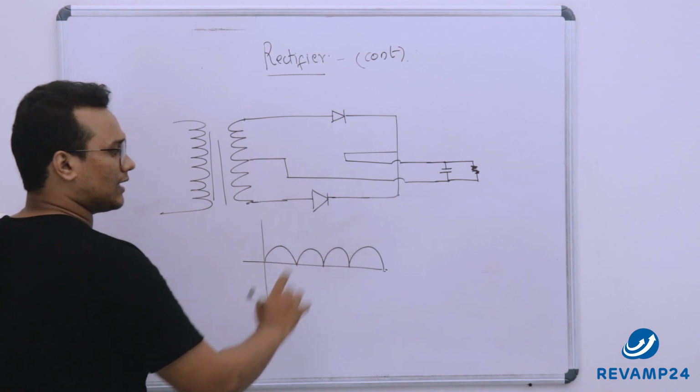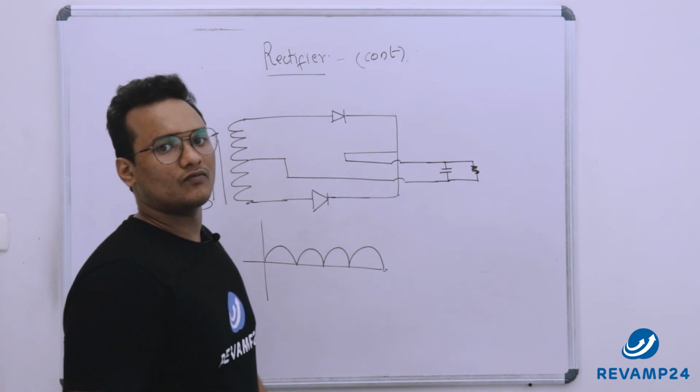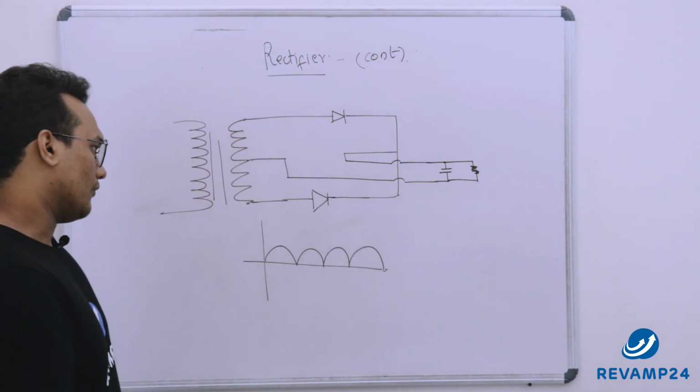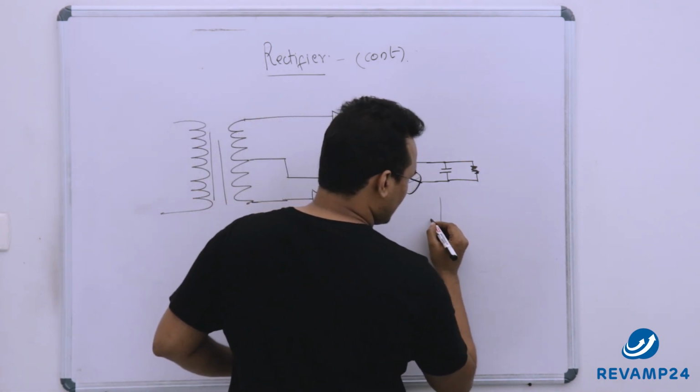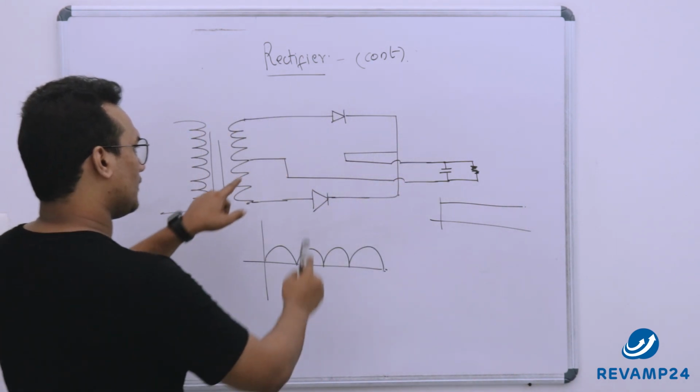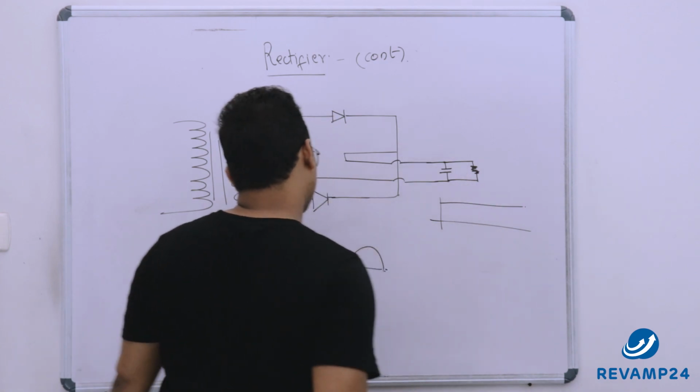If this is being applied to our mobile phone, then that will damage the system because the current will continuously change. We need a DC current at the output. So how to get that? We will simply connect it with a capacitor.